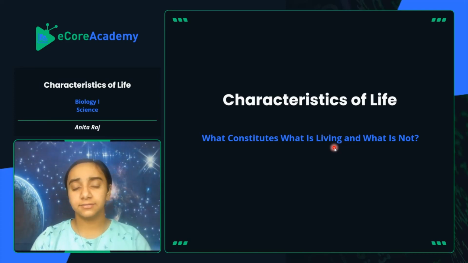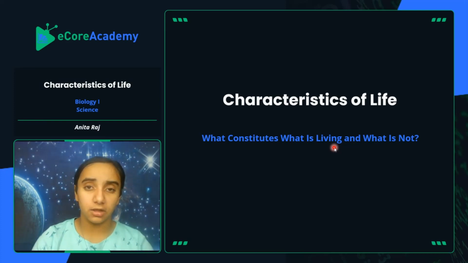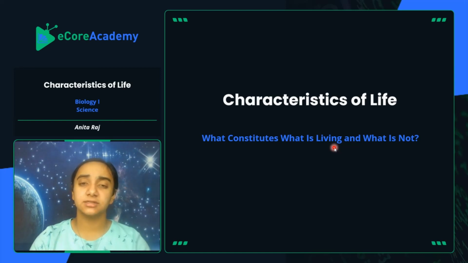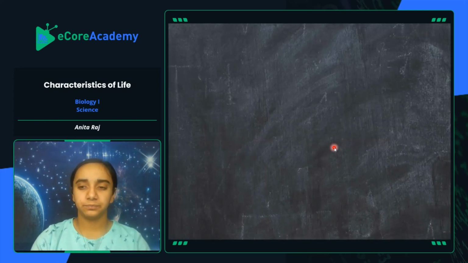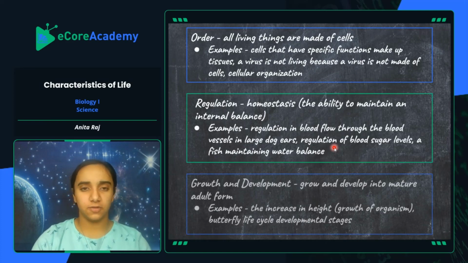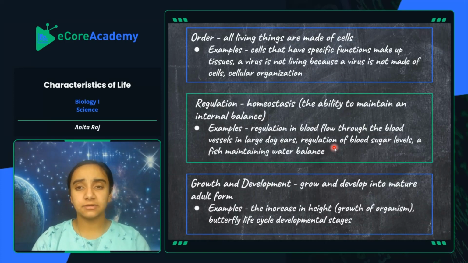These concepts are going to come in handy all throughout biology, because even though biology is the study of life, you really are going to encounter things that are not living. So I want you to keep that in mind. But the first 3 concepts are on this slide. The very first concept is called order. It means all things are made of cells.